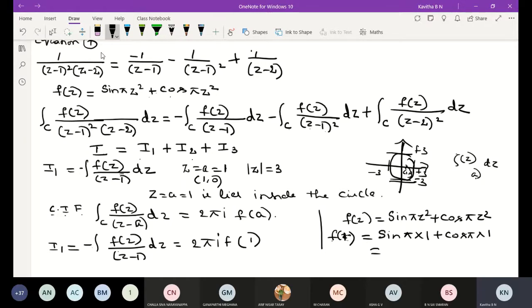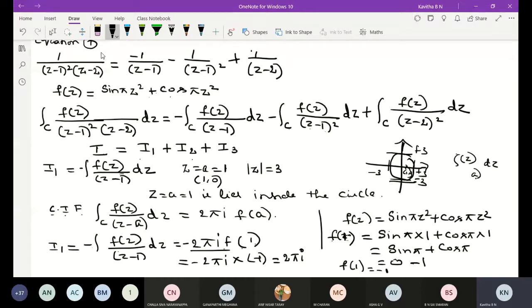What is the value of sin pi? Sin pi value is 0. Cos pi value is minus 1. So f of 1 is equal to minus 1. Here I1 is minus 2 pi I into f of 1. In place of f of 1, substitute minus 1. The final answer is 2 pi I.